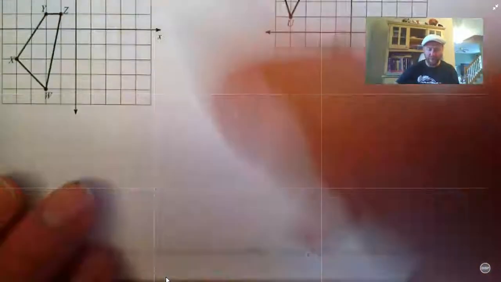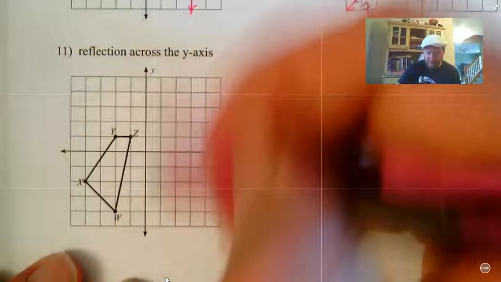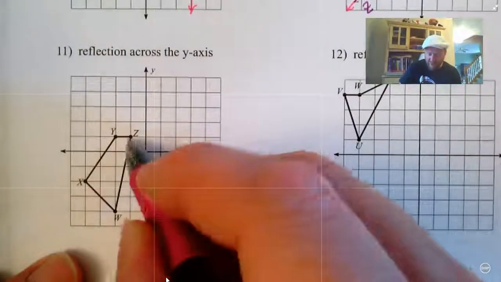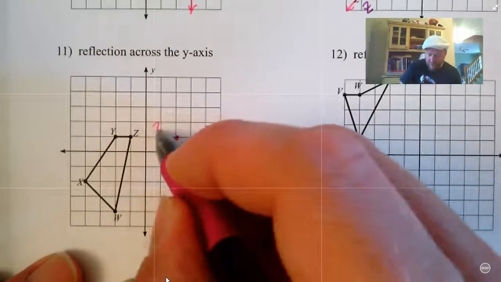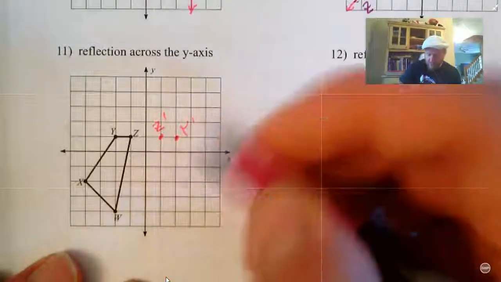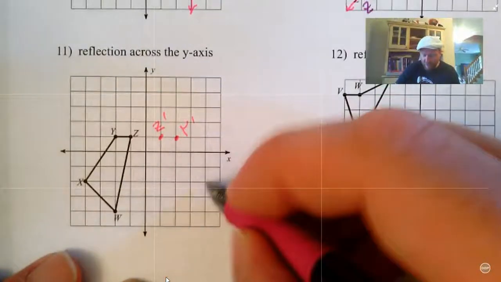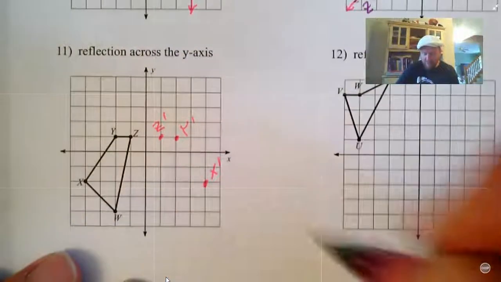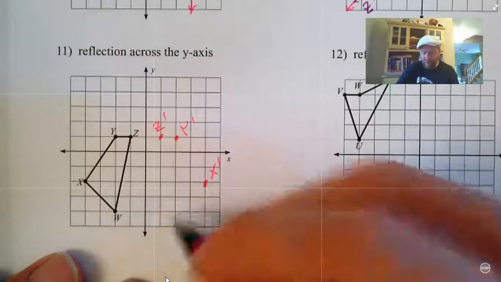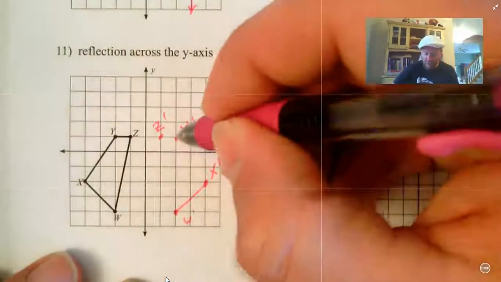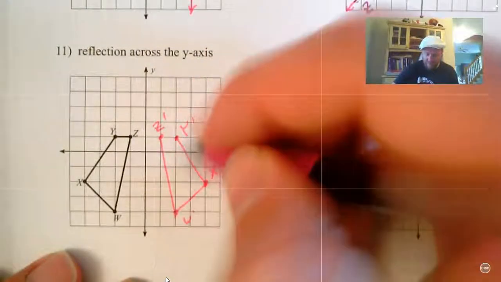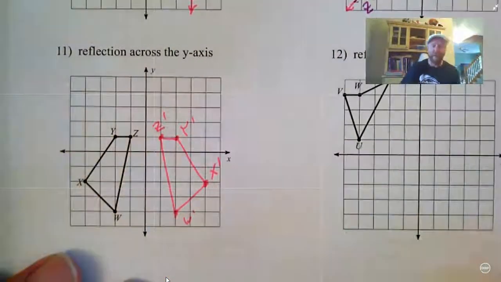Down here, reflection across the, oops, a little jiggly there. Across the y-axis, there's the y-axis, just count spaces. Z is 1 space, y is 2 spaces. So Z prime and y prime. X is 4 spaces, so X prime, 4 spaces on the other side. W is 2 spaces, so W prime, 2 in the other direction. There you go. And we're done.